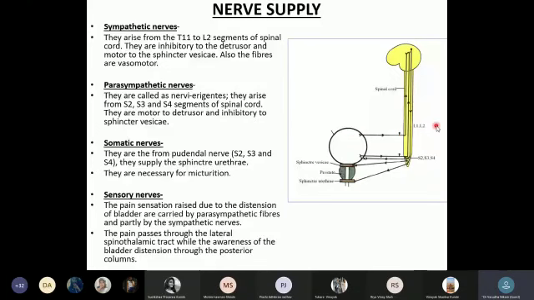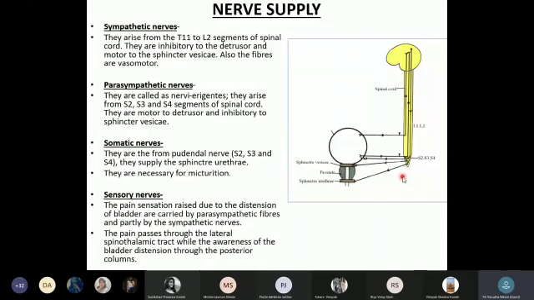Now these parasympathetic fibers, the name of these nerves is also called the pelvic splanchnic nerves, or they are also called the nervi erigentes. If you see, they arise from the lower segments of the spinal cord, mainly sacral segments. So they are coming from S2, S3 and S4 segments. The role of these nerves will be opposite to the sympathetic fibers. They will help in the emptying of the urinary bladder.